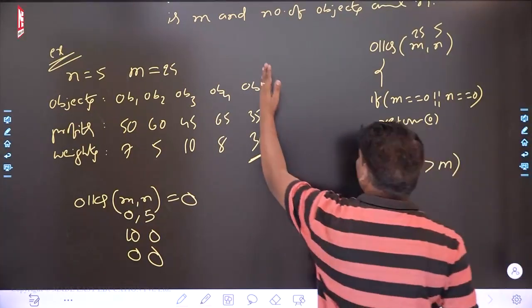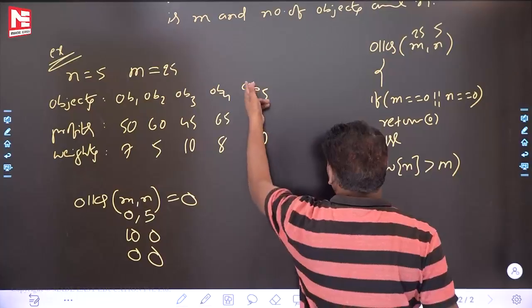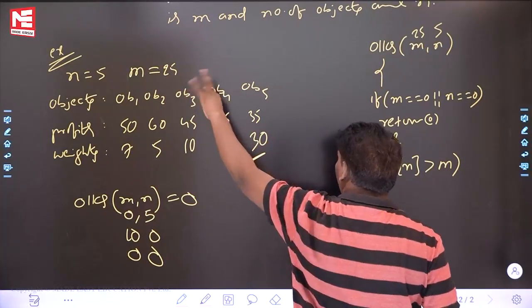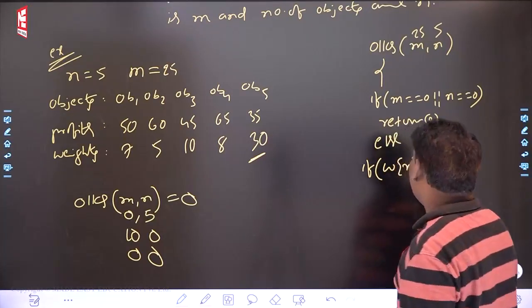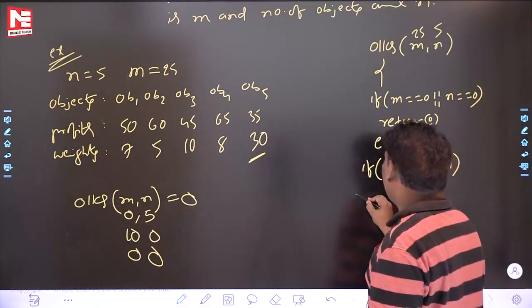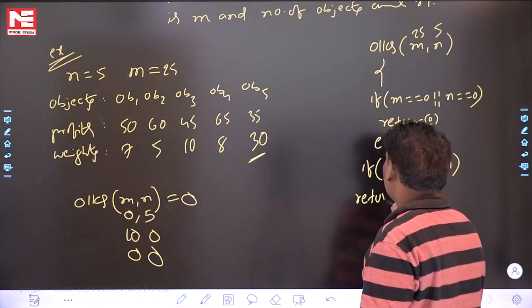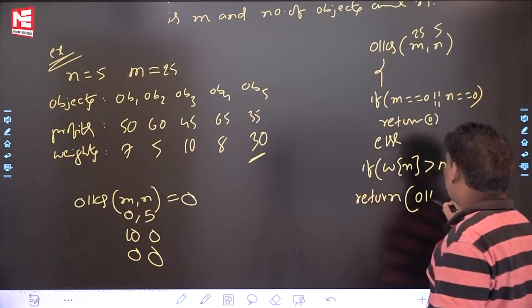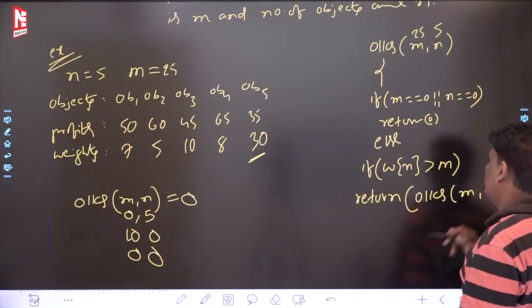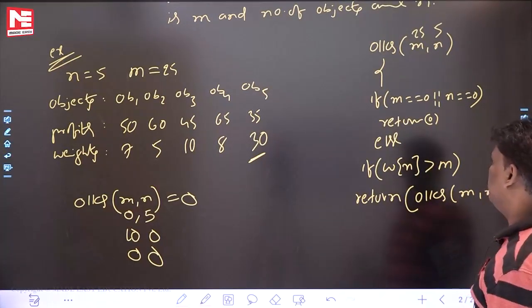Can you help me? As of now, at which object are you? Nth object. Nth object weight how much? 30. What is the capacity you have? 25. Can you take it? No. Weight of the nth object is greater than the capacity of the knapsack, so you cannot take it. This is the answer: return 0/1 knapsack of m comma n minus 1. You are unable to take it, so simply say, sorry, I cannot take.